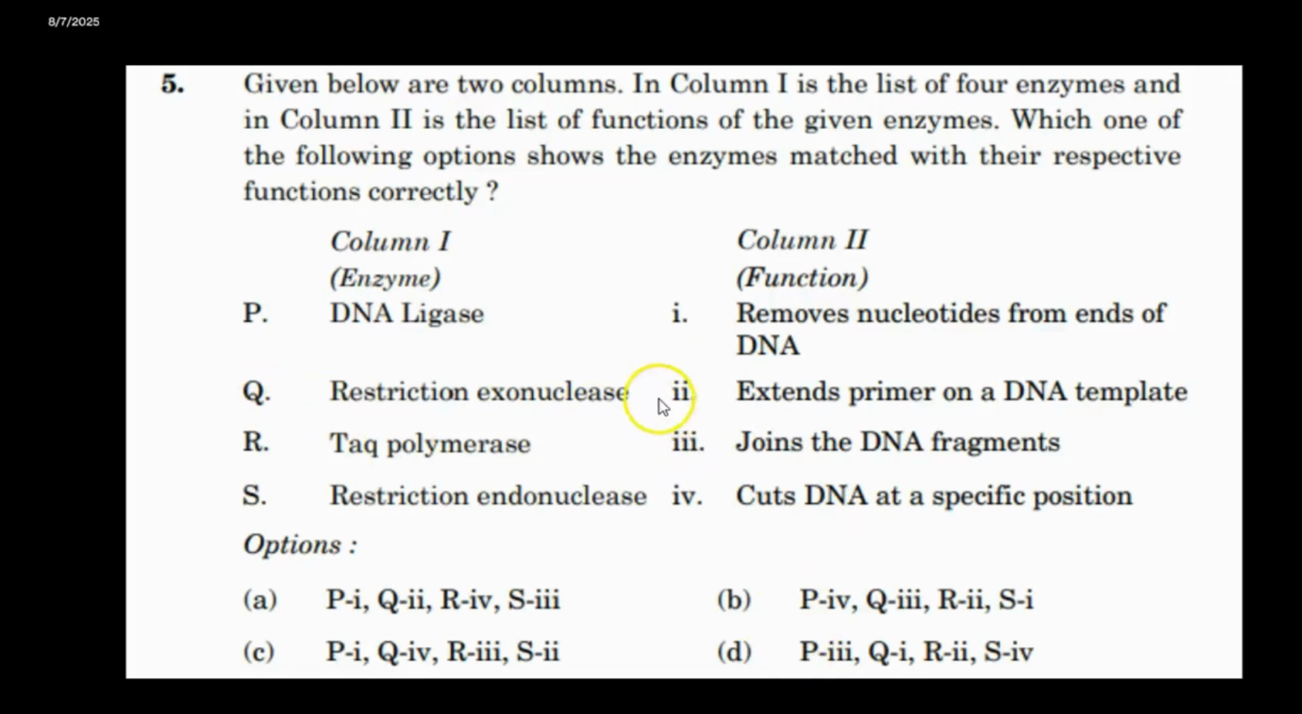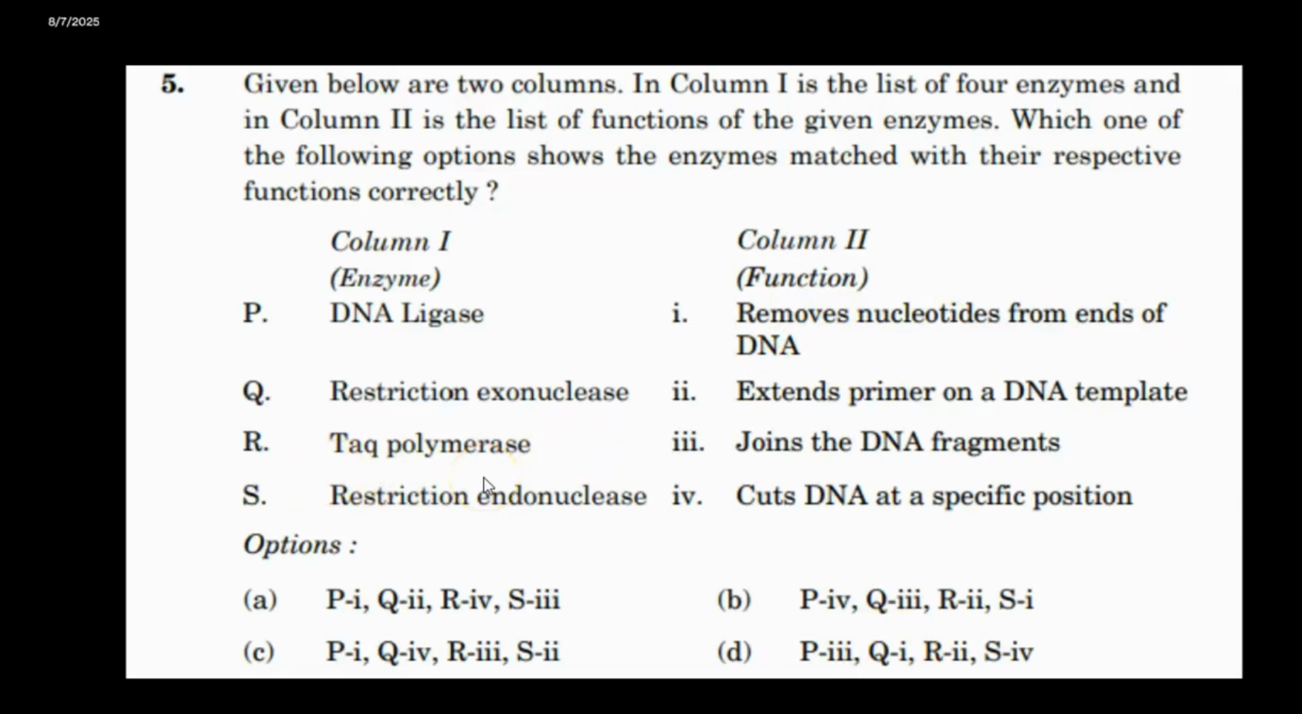Let's see. Restriction exonuclease. Restriction enzymes simply cut the DNA for doing all those processes. Their presence is needed for the cutting of DNA. Once the DNA ligase glues it, restriction enzymes will cut it out. So exonucleases always cut at the end, endonucleases cut inside. So restriction exonuclease removes nucleotides from the ends of the DNA, Q I.